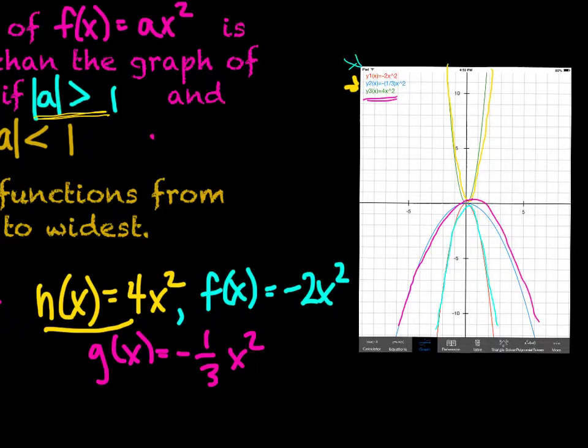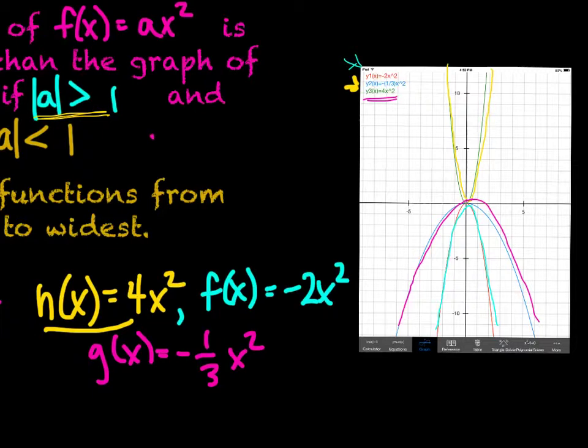So we can see that we're right. If we have something that's less than 1, it's going to be a big, huge, wide graph. And if it is greater than 1, it's going to get narrower and narrower and narrower, steeper and steeper.